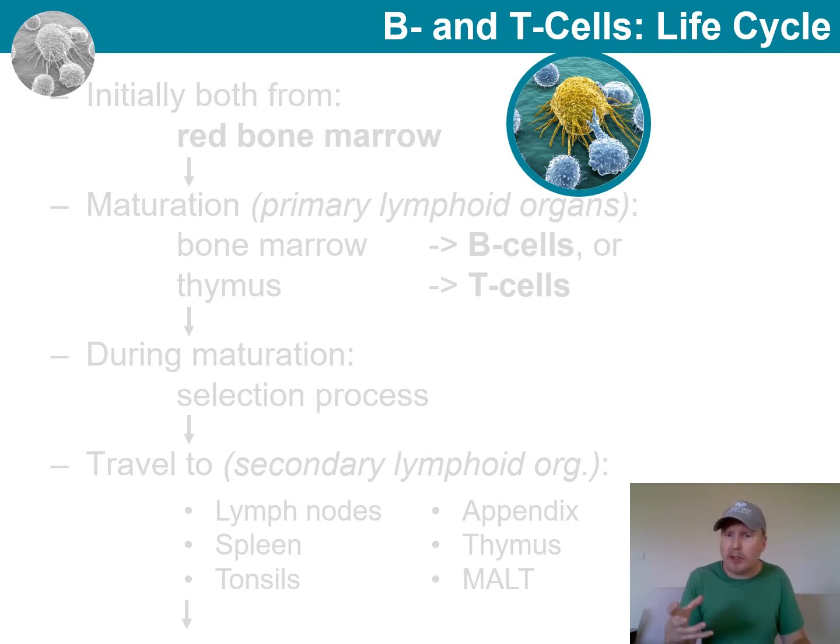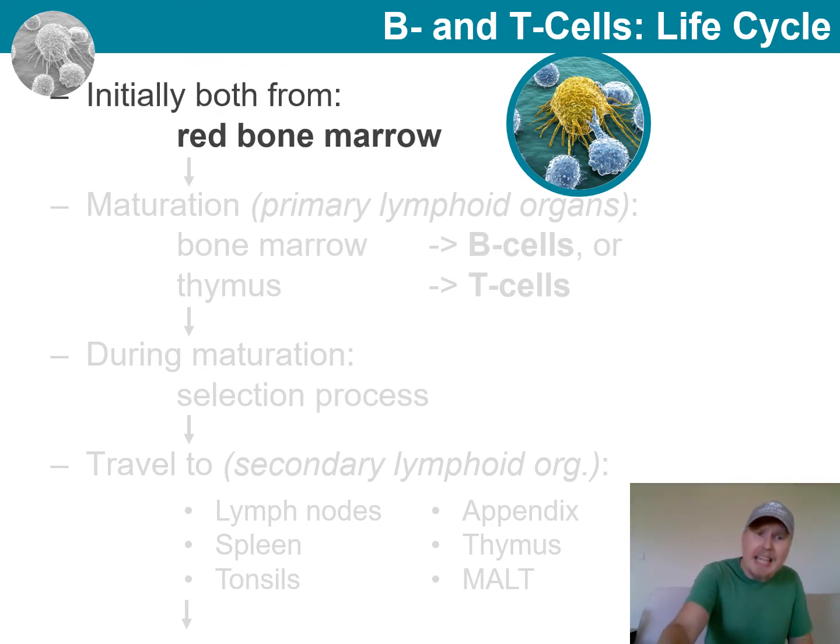Your textbook offers some nice illustrations that you might wish to use to complement this discussion. Have a look from there for illustrations that might be helpful. So let's work through what happens. Initially, both B and T cell precursors originate in the red bone marrow.